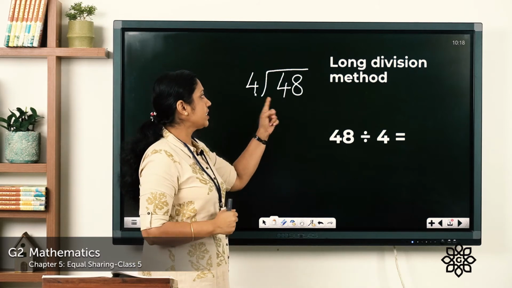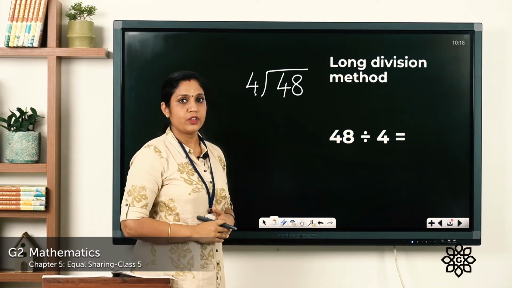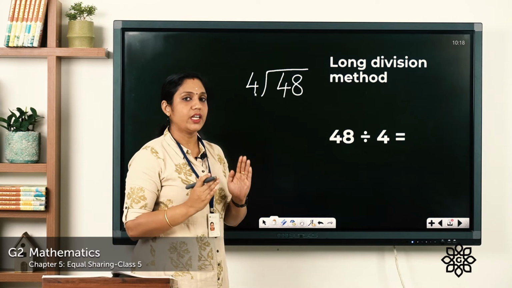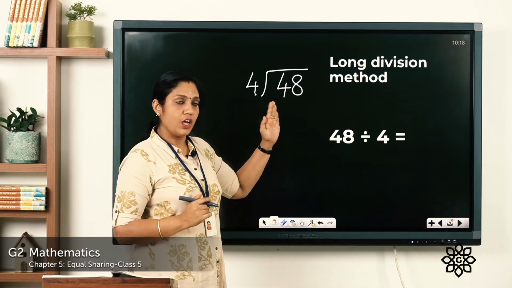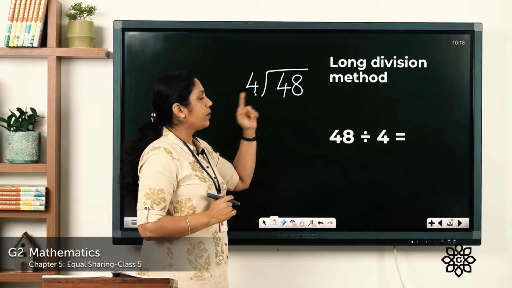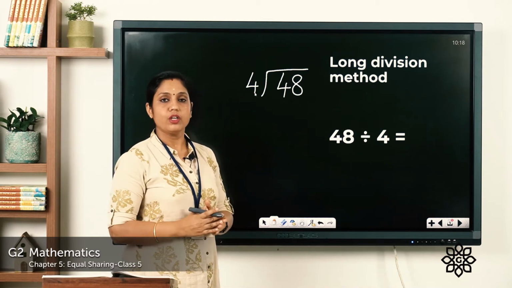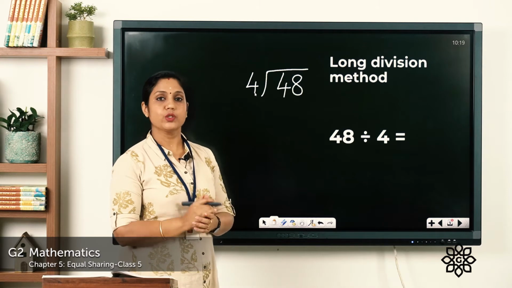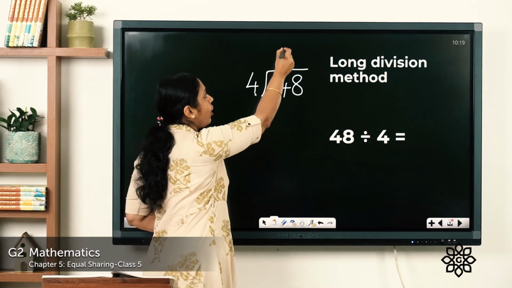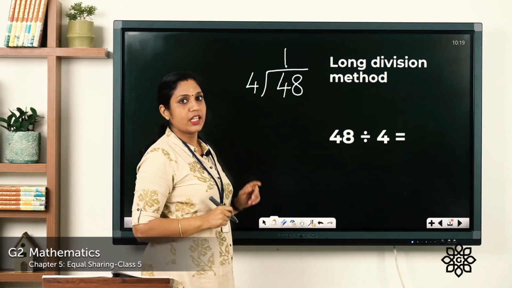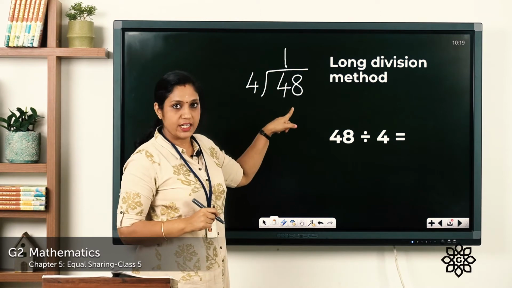So first, let's take only the number 4. We are not taking the whole number, we are taking the number one by one. So let's take the first number, that is 4. So how many times in 4's table can you find 4? 4 ones are 4. So you got the answer, that is 1. That 1 you need to write on top of this 4 itself. That is on top of the tens place.